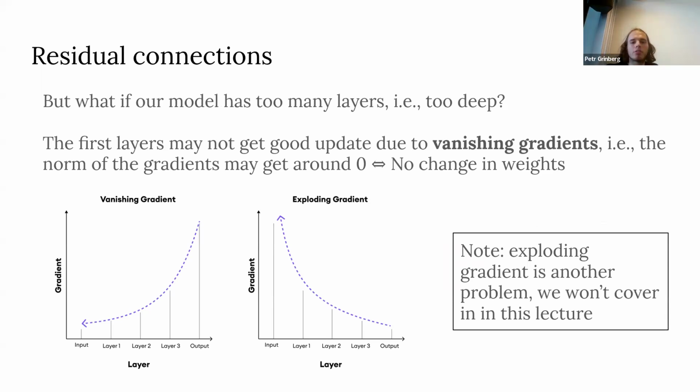What if you have too many layers? There might be a problem that you have so-called vanishing gradients. The norm of the gradients becomes around 0 for the first layers. So for the output, you calculate your loss, you calculate gradients, and maybe the norm of the gradients is huge. But it might be the case that the previous layer gets a gradient whose norm is much smaller. The layer before gets a gradient with a norm even smaller, and so on. And maybe your first layer will get a gradient which is close to 0, so it won't update the weights. Your weights will still be random, and that's bad.